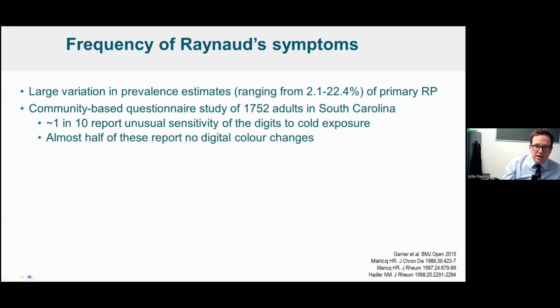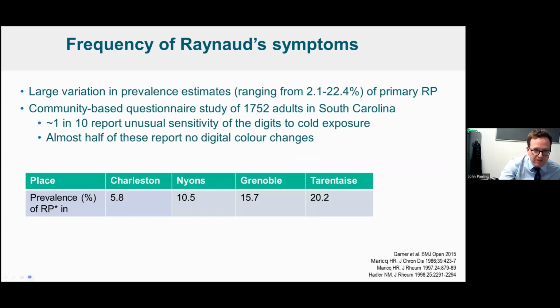And obviously this is an area of the world where, certainly during the winter, the temperature can get quite cold. And there was an investigator many years ago who undertook a study of lots of different populations in America, Charleston in the Carolinas, and in various parts of France, and found that when you used questionnaires to determine what percentage of the population had Raynaud's symptoms, it varied greatly between these different geographic groups.